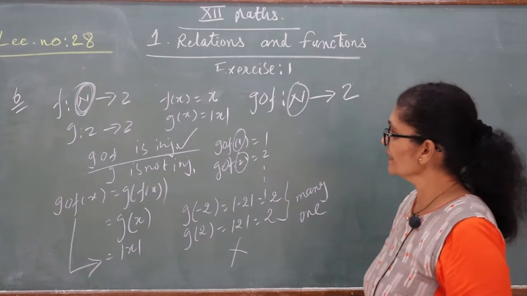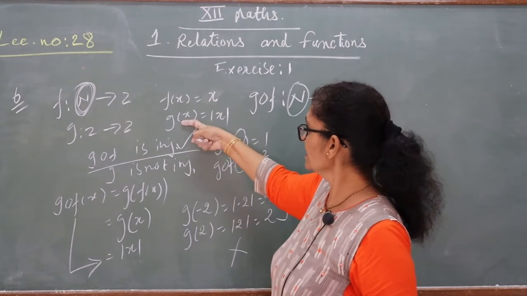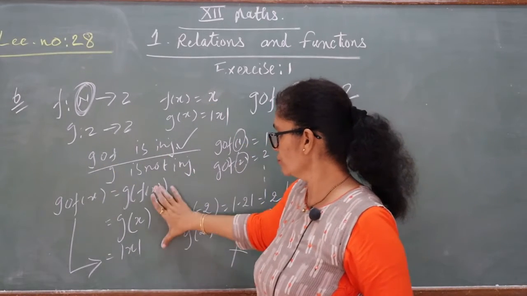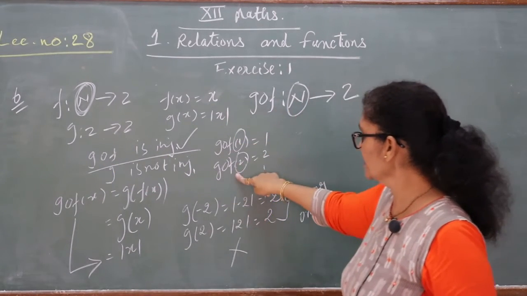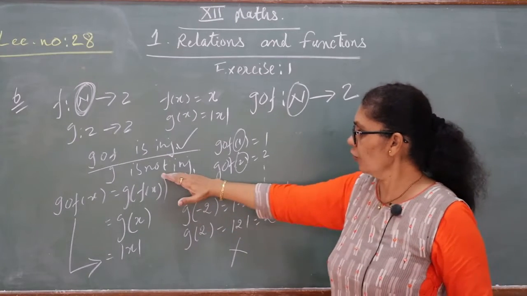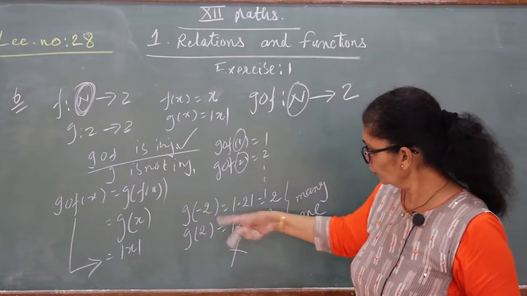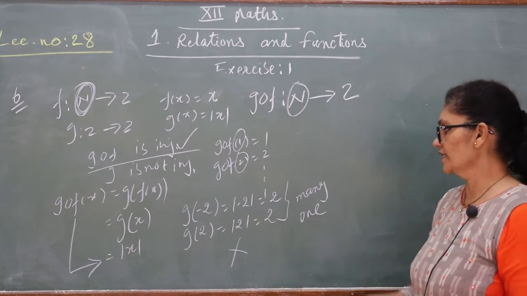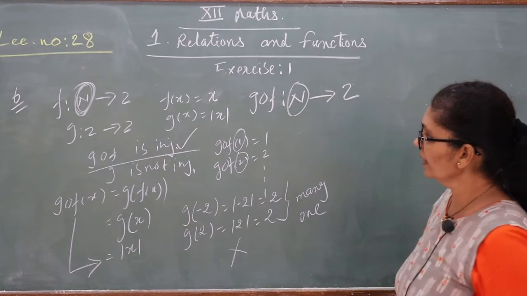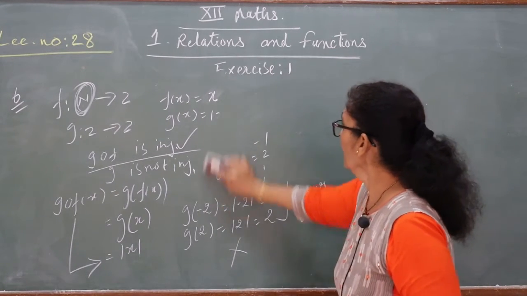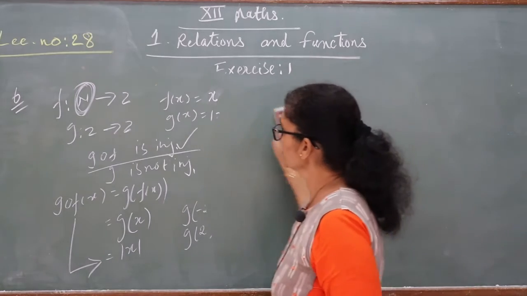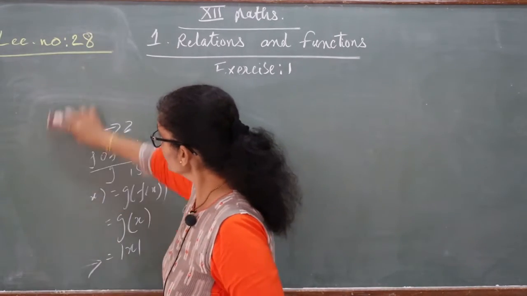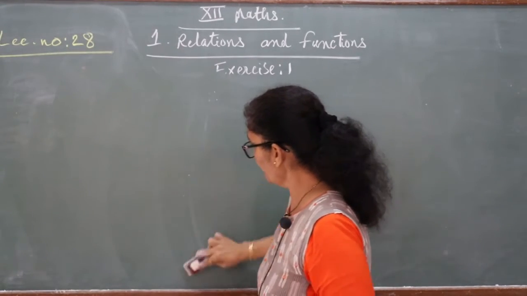So I think this one is clear to you. f(x) is given, g(x) is given, and g over f we have shown that it is injective. Injective is one-one, and g is not injective, because for 2 different inputs we are getting the same answer. So the concept of one-one is not satisfied here. That's why you can say g over f is injective and g is not injective. Okay, this is your 6th question. Now come to the 7th.